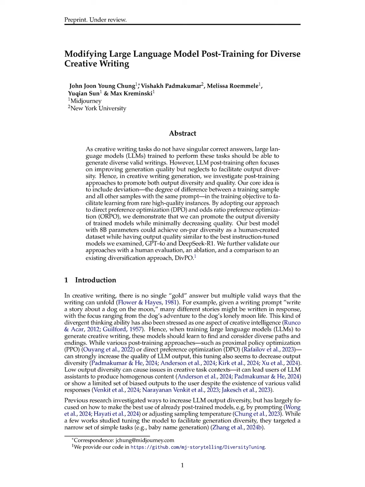Our proposed method addresses the problem of low output diversity in large language models, LLMs, when generating creative writing, which can lead to homogeneous content and a limited range of responses despite the potential for varied and valid outputs. In the context of creative writing, output diversity is crucial because it allows users to explore multiple narrative paths and endings, enhancing the richness and creativity of the generated content.